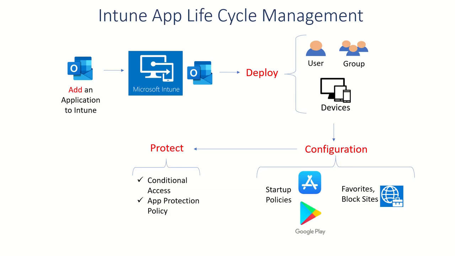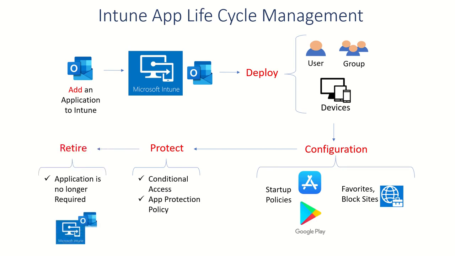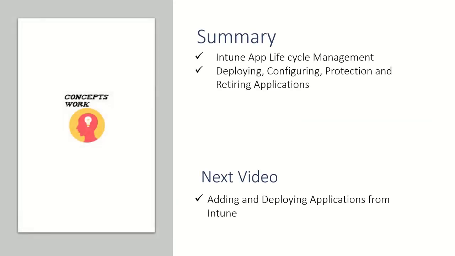Now, let's say you have all this configuration in place, and after some time you realize that a particular application is not required for your enterprise. In that case, you can simply retire that particular application from your Intune console, or you can just remove that particular application from your enterprise. So this was all about knowing how the entire process works for Intune app lifecycle management. A quick summary of what we have discussed: we have discussed the four different stages of app lifecycle management: deploying, configuring, protecting, and retiring applications.